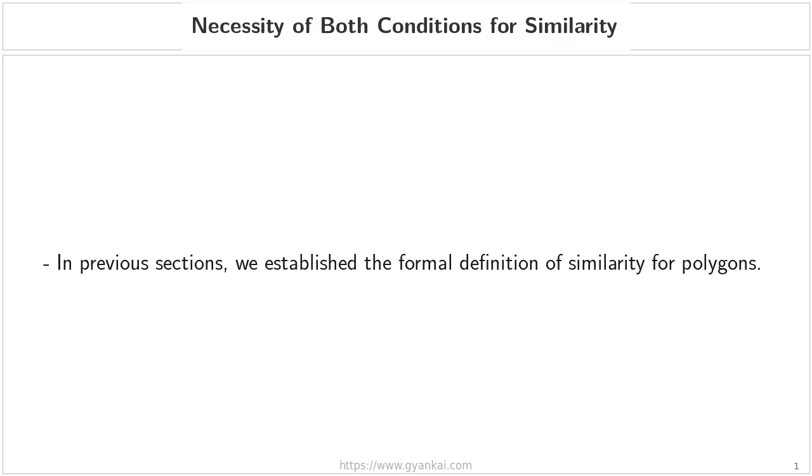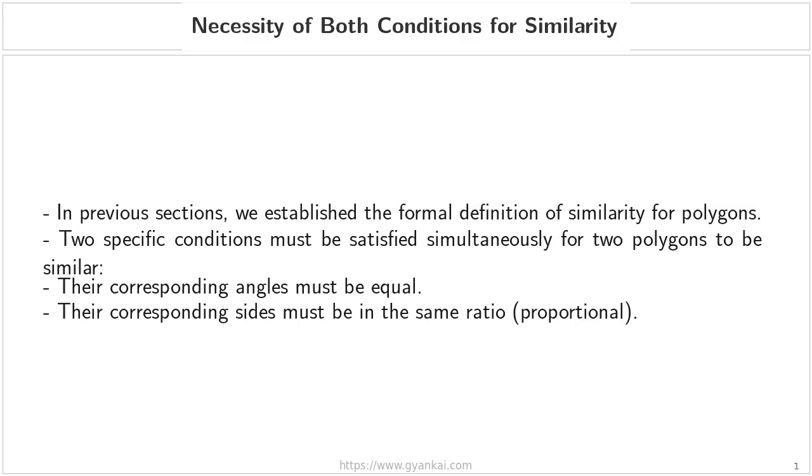Welcome, everyone. Before we dive into today's lesson, let's take a moment to recap. In our previous sessions, we established the formal definition of what it means for two polygons to be similar. Now, it is crucial to remember that for two polygons to be truly similar, we cannot just look at one feature. Two specific conditions must be satisfied simultaneously. First, their corresponding angles must be exactly equal. Second, their corresponding sides must be in the same ratio, which we also call being proportional.